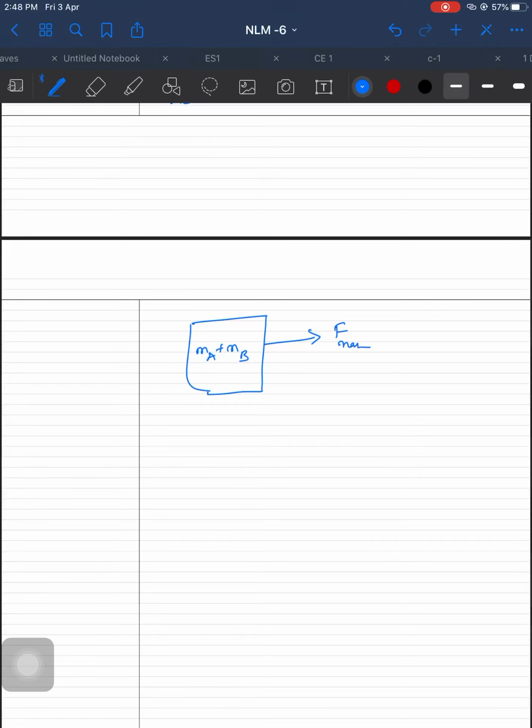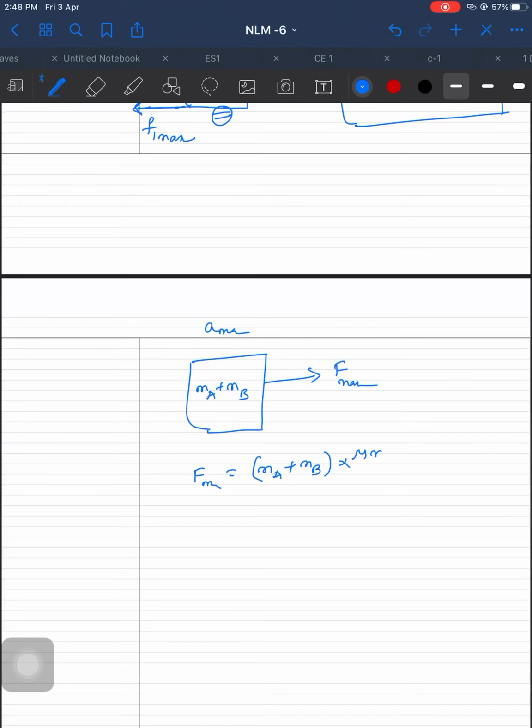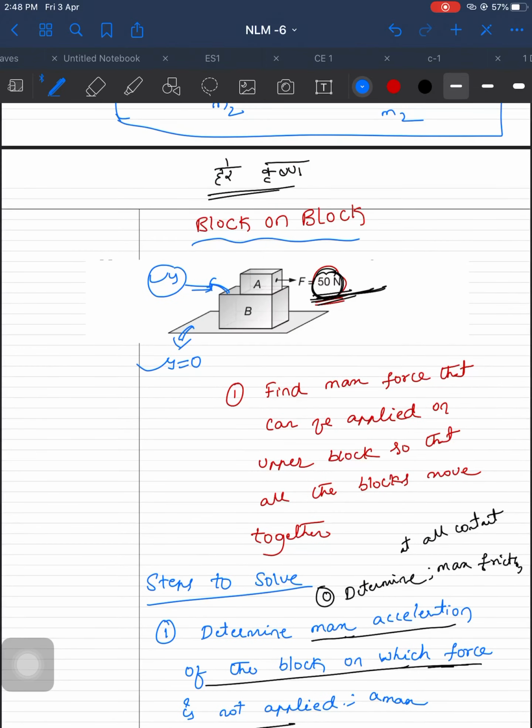Now F max is equal to MA plus MB multiplied with A max. What is the A max? Mu MA over MB into G. This is the maximum force that can be applied on the upper block.